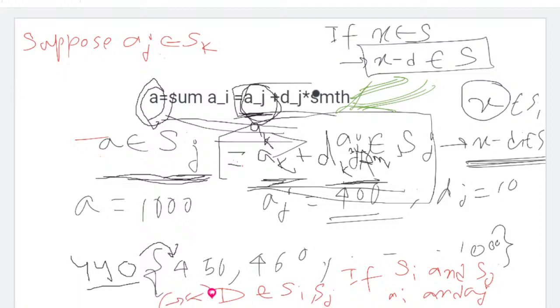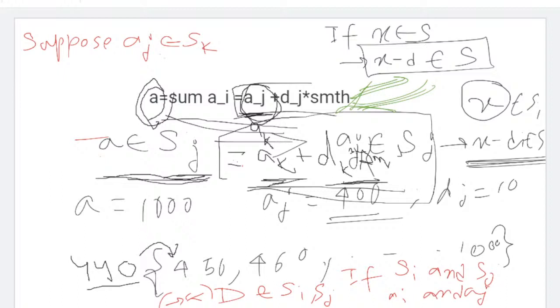Wait, we didn't even use density, right? We didn't use density at all. Density gives you the relation in the first place. Which relation? 1 by Di equals 1. Yeah, but we didn't even use that relation. Yeah, we did use it. We used it to prove that Di divides Ai.